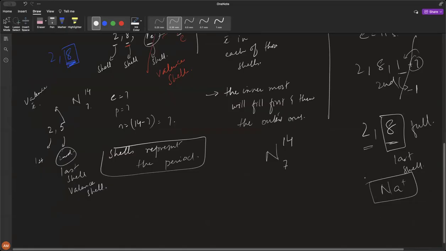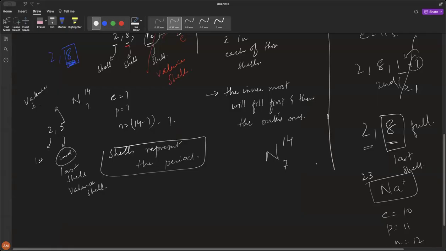So this ion of sodium has mass number 23, and the number of protons is still the same, 11, but there are only 10 electrons and 12 neutrons. Do you understand?